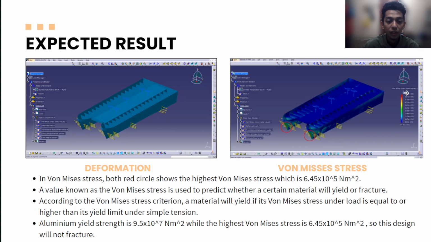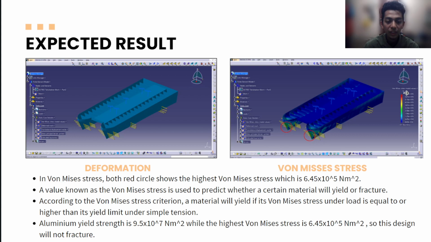Expected result. At CATIA V5R21, I found the deformation and von Mises stress. In the von Mises stress, both red circles show the highest von Mises stress, which is 6.45 times 10 power of 5 Newton per meter square. A value known as the von Mises stress is used to predict whether a certain material will yield or fracture. According to the von Mises stress criterion, a material will yield if its von Mises stress under load is equal to or higher than its yield limit under simple tension.